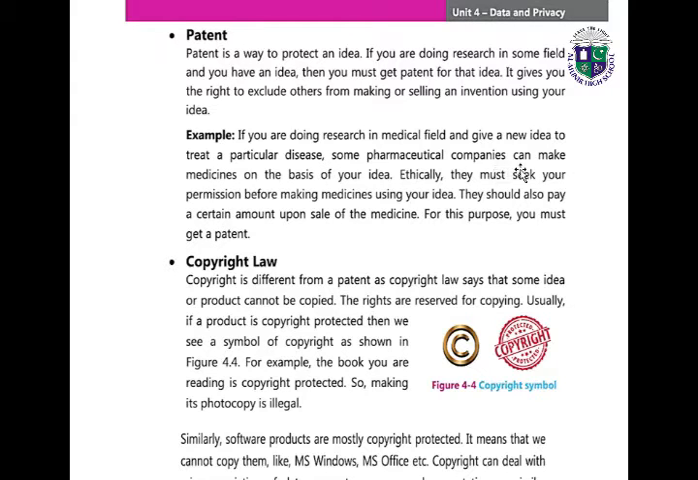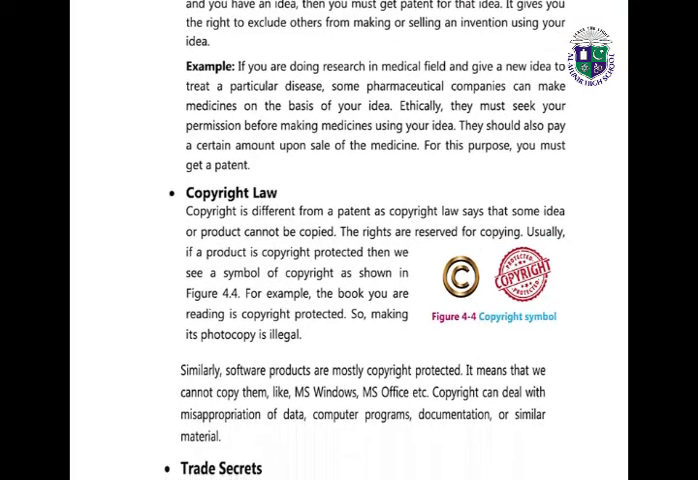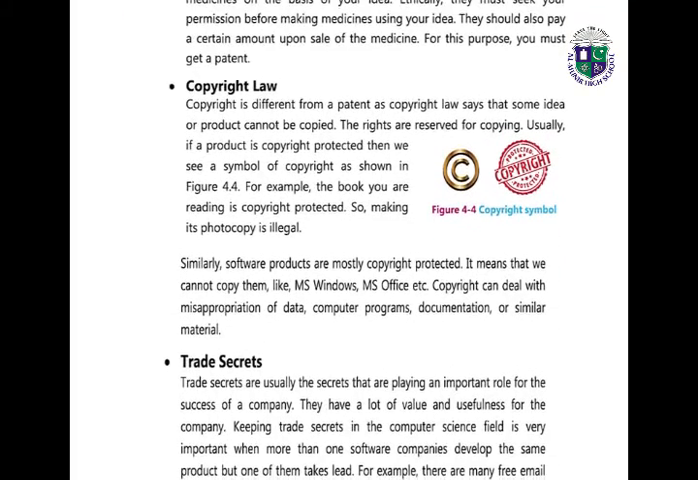some pharmaceutical companies can make medicines on the basis of your idea. Ethically, they must seek your permission before making medicines using your idea. They should pay some amount for this idea.